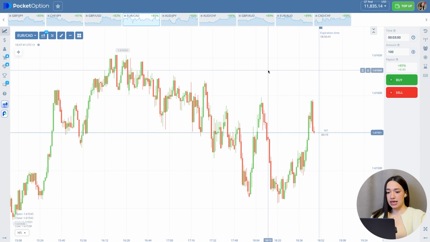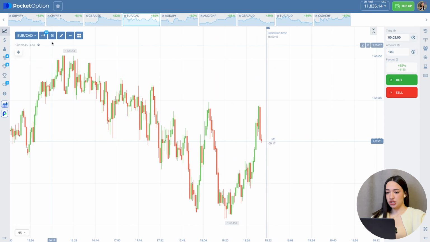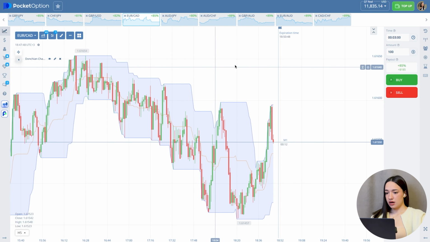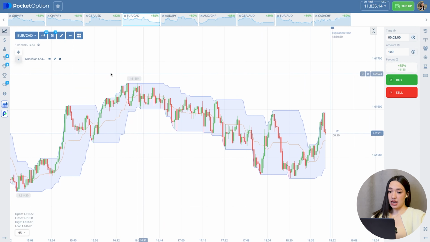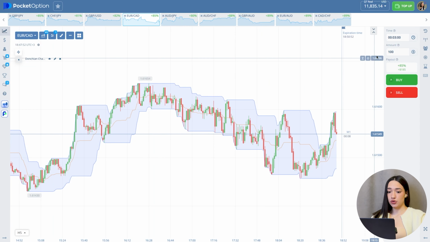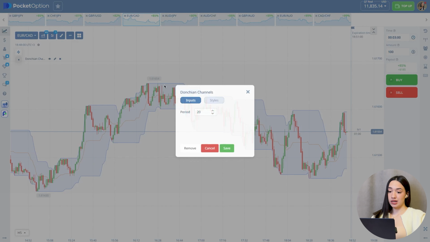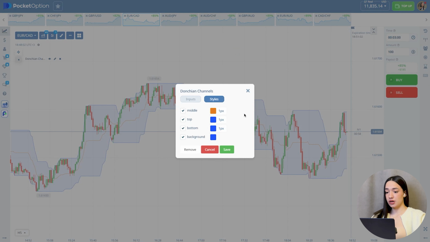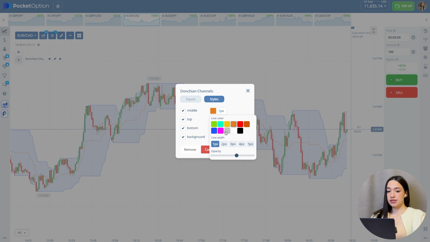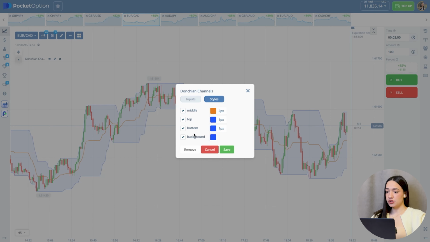Yeah, let's add our Donchian Channel indicator finally. I think we'll leave the settings as they are since I'll be trading with a 3-minute expiration time and conducting the analysis on the 1-minute time frame. I think a period of 20 is quite enough for me here. So our middle line is orange. Let's make it a bit thicker, and accordingly all the other boundaries are in the same color together with the background. So click save.